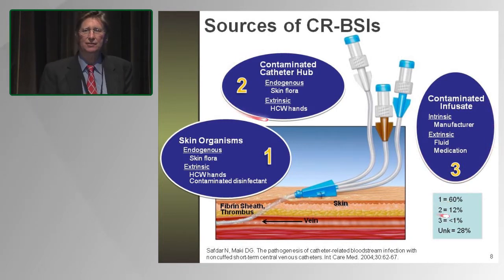Next is contamination of the hub or the connector, and that is thought to occur in about 12 to 20% of the time. And the source of those organisms are either the patient's own skin organisms or the organisms on our hands as healthcare workers. The most important source, accounting for nearly 60% of infections, are the skin organisms, the patient's own skin organisms or the healthcare workers' skin organisms.